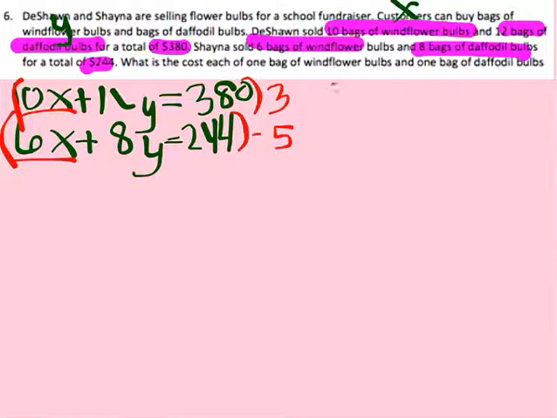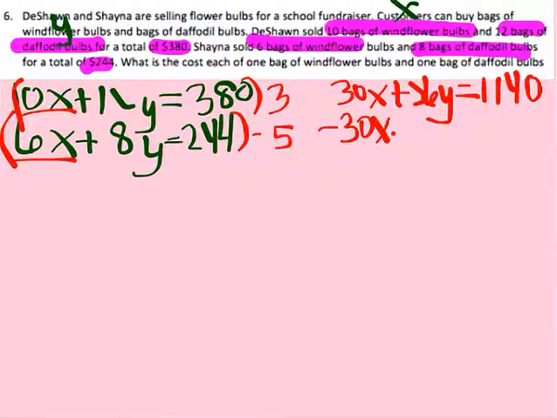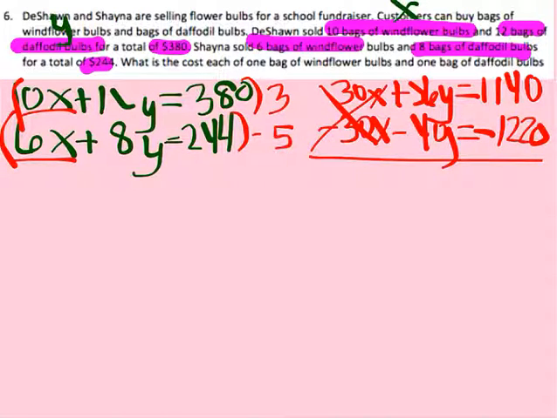So the top one is going to become 30x plus 36y is equal to 1,140. Okay? Then the bottom one is going to be negative 30x minus 40y is equal to negative 1,220. So now I'm going to go ahead and add down the columns. I have opposites, so my 30x terms will cancel. 36y minus 40y is negative 4y. Okay, 1,140 minus 1,220 is going to give me negative 80.